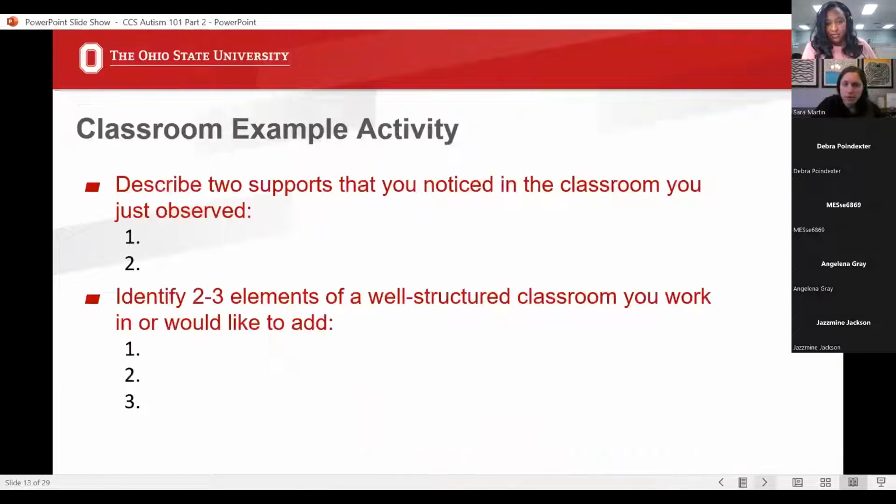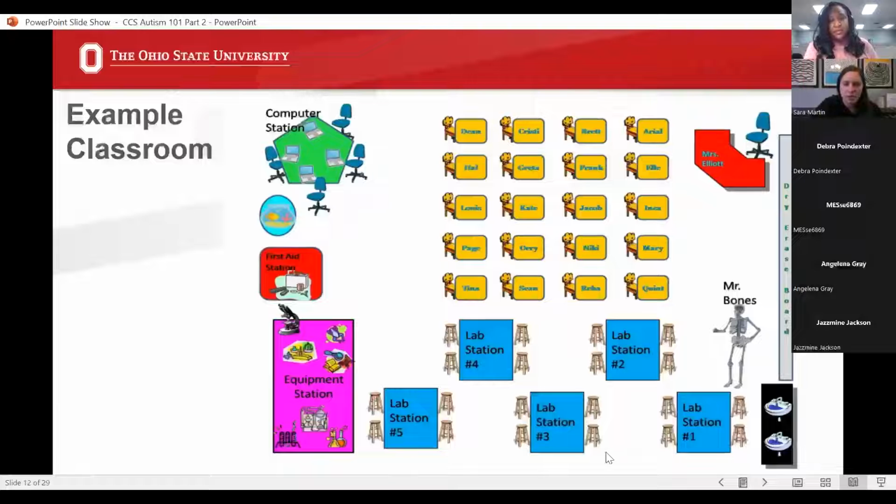I'm going to go to the next slide real quick. So describe 2 supports that you noticed. And then think about 2 or 3 elements of a well-structured classroom that you work in, or that you would like to add to the classroom that you work in to better support your student on the autism spectrum. I'm going to give everybody about a minute.